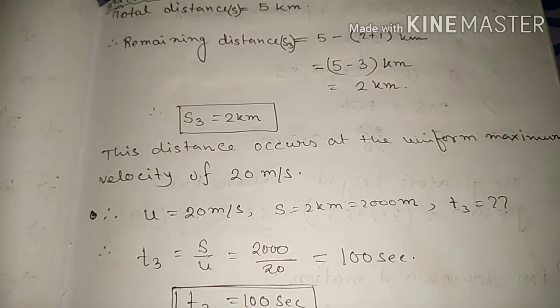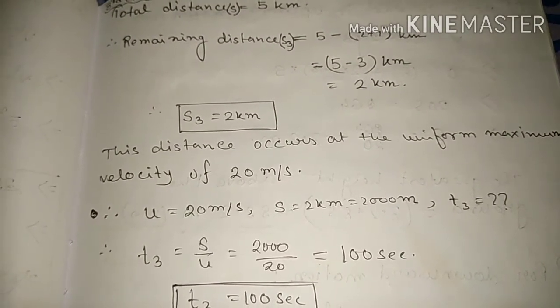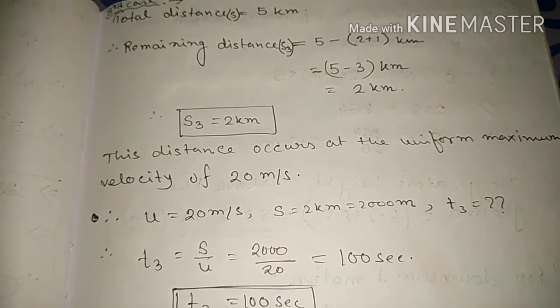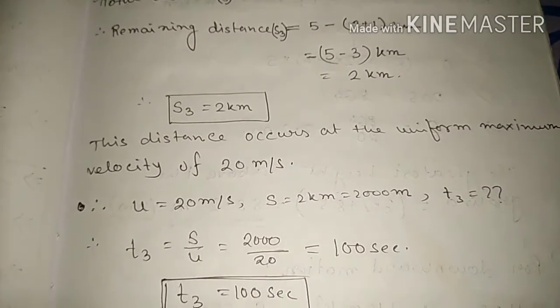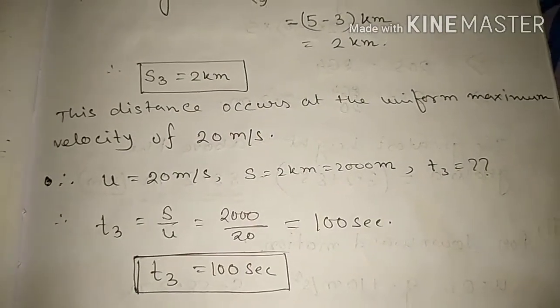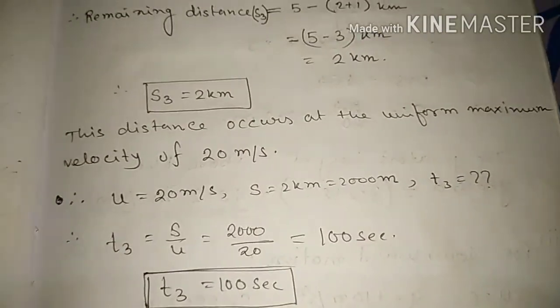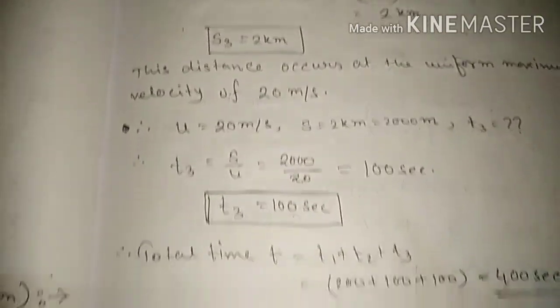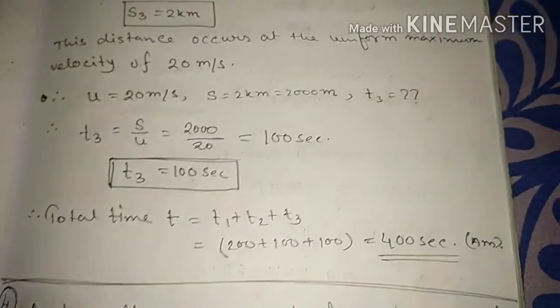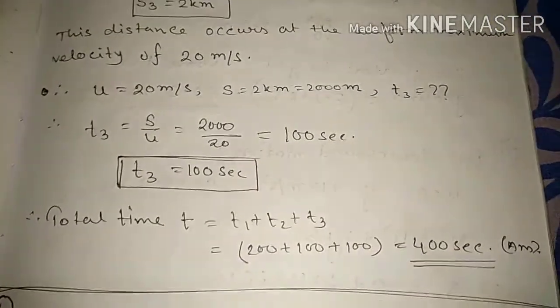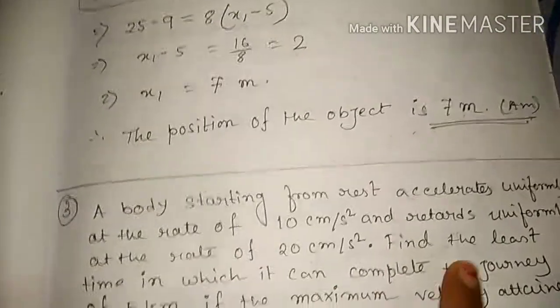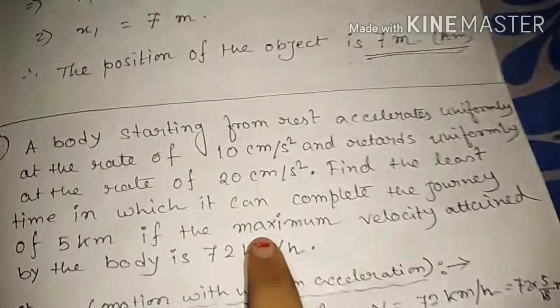s equals u times t, so u equals s by t. That's why t3 equals s by u. Putting the values, we get t3. So total time, t1 plus t2 plus t3, 200 plus 100 plus 100, equals 400 seconds. This is the least time it takes, that is 400 seconds to complete the journey of 5 kilometer.